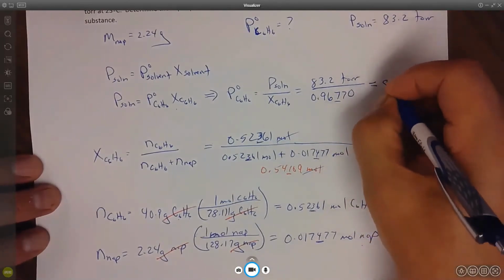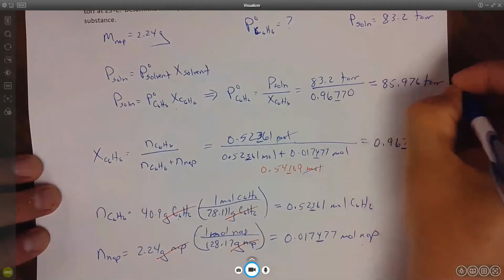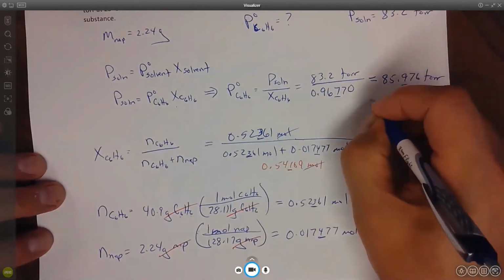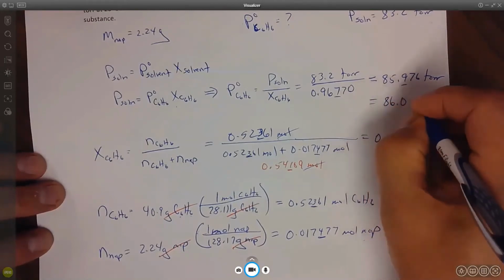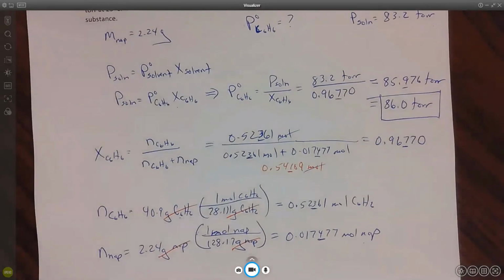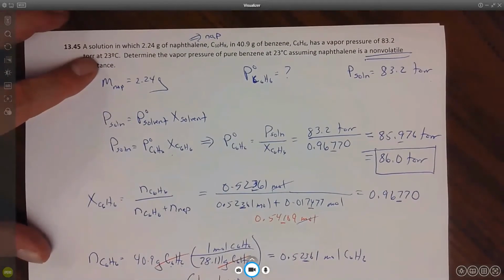That's going to give you 85.976 torr. We have 3 sig figs, 3 sig figs. So that's going to be 86.0 torr. So that is the vapor pressure of pure benzene at 23 degrees Celsius.